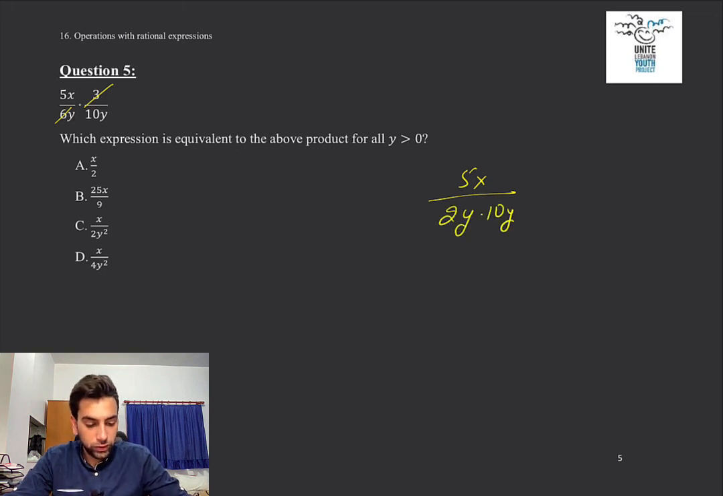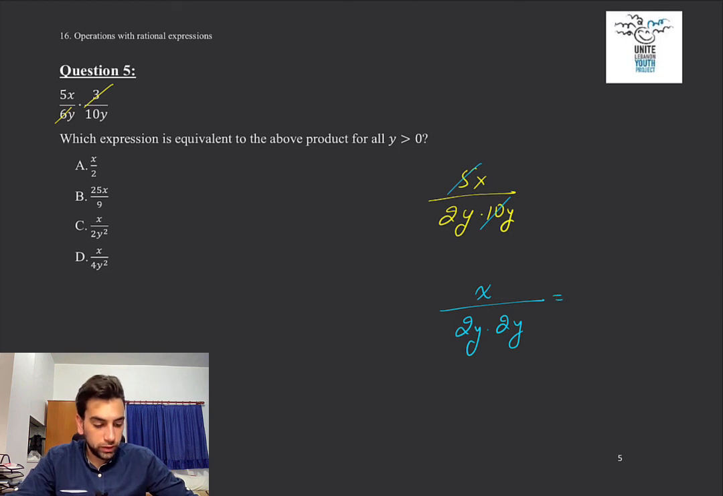Again, what we can do here is to factor out 5 from the numerator and from the denominator. We will be left with x over 2y times 2y, which is obviously equal to x over 4y squared, and our choice would be D.